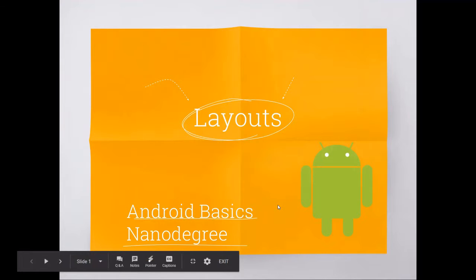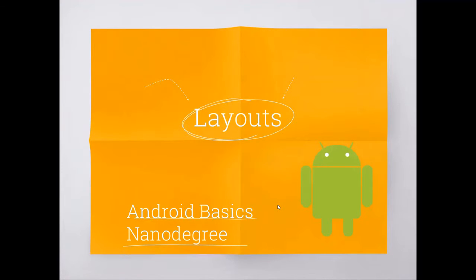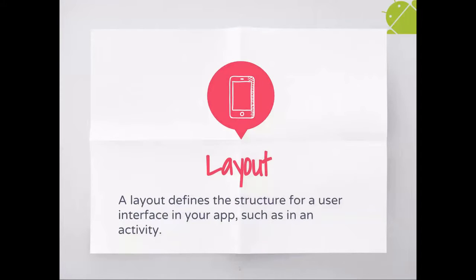Excellent. Well, let's talk about layouts. As you saw in your first and second week of this nanodegree, a layout defines the structure for a user interface in your app, such as an activity. So view layouts are a type of view whose primary purpose is to organize and position other view controls like text views, buttons, or nested views. You can also make a layout contain another layout. That's very interesting.